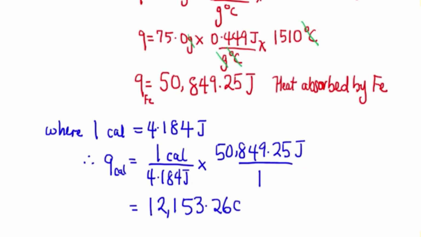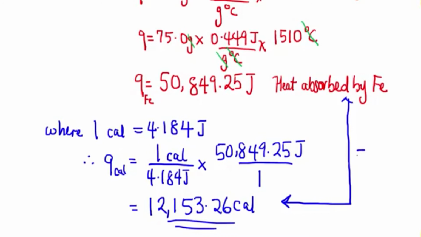Once you multiply those fractions, what we arrive at is the amount of energy in calories to be equal to 12,153.26 calories. That is equivalent to 50,849.25 joules. So that is about it for this video.